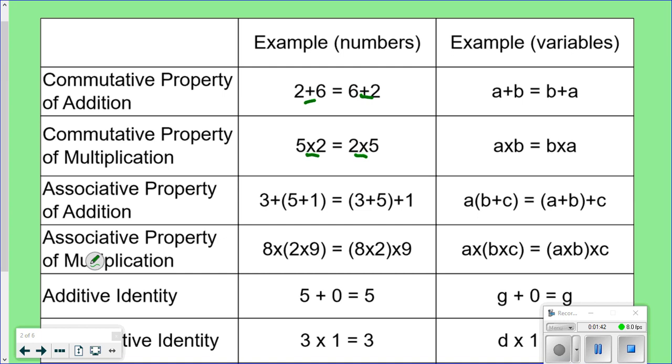Okay, the next one is the associative property, the same thing. It has associative addition and associative multiplication. Notice how these two both have parentheses. The parentheses can move and it still equals the same thing. So 3 plus 5 plus 1 is the same as 3 plus 5 plus 1, with the parentheses in different places. It has to have the same sign throughout. Notice how in the associative property of addition and multiplication, the parentheses just change spots, but it still equals the same thing.